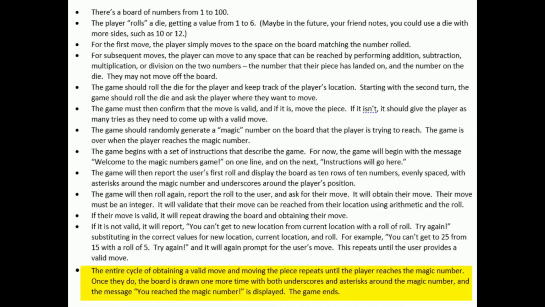The entire cycle of obtaining a valid move and moving the piece repeats until the player reaches the magic number. Once they do, the board is drawn one more time with both underscores and asterisks around the magic number, and the message "You reached the magic number" is displayed. The game ends.